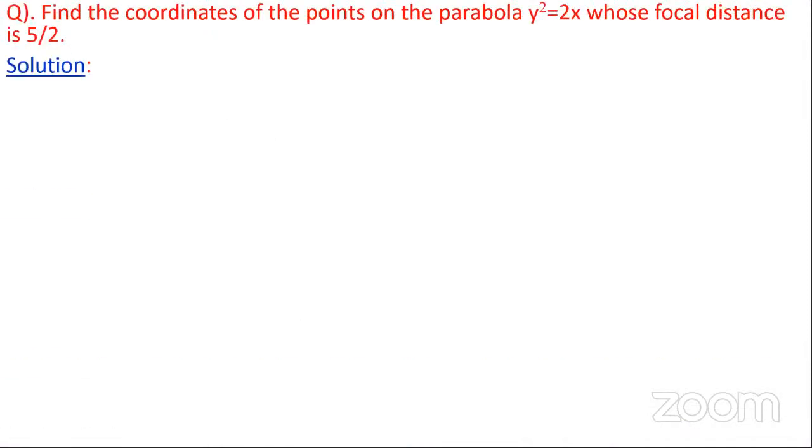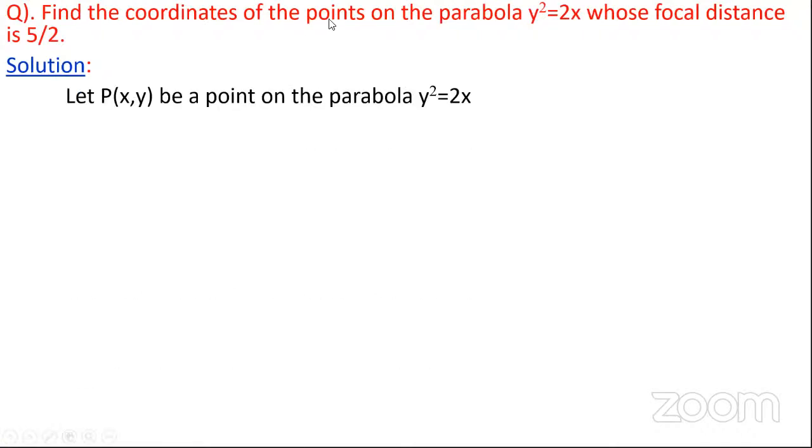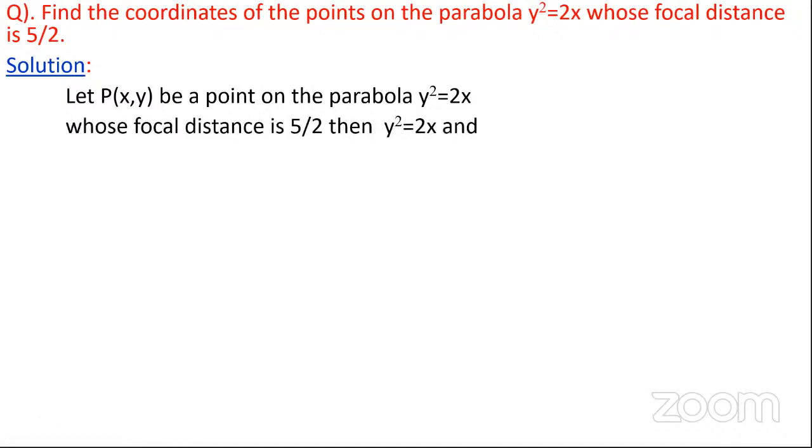Now, let us solve another problem. Find the coordinates of the points on the parabola y square equal to 2x, whose focal distance is 5 by 2. It's same as previous problem, children. Let P(x, y) be a point on the parabola y square is equal to 2x. How can we solve, children? Whose focal distance is 5 by 2. Now we are choosing a point P(x, y) such that the focal distance is 5 by 2.